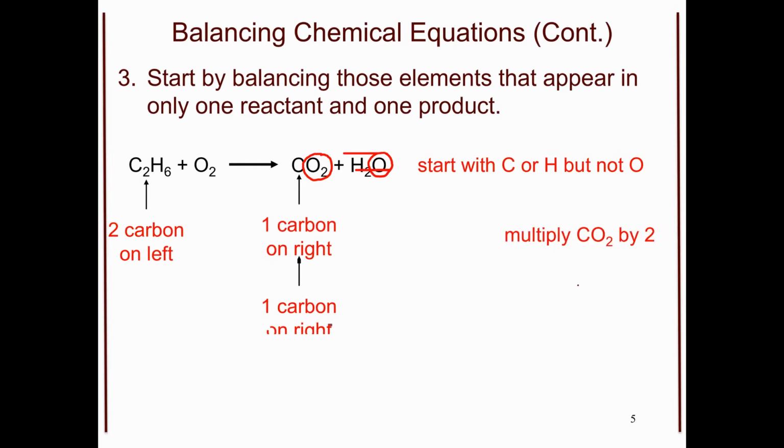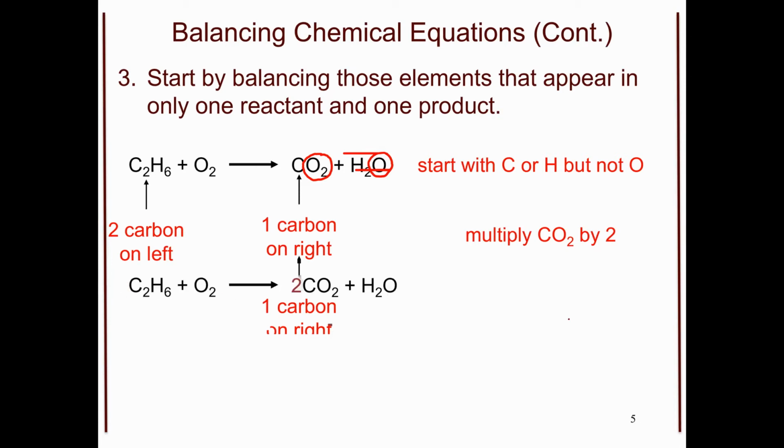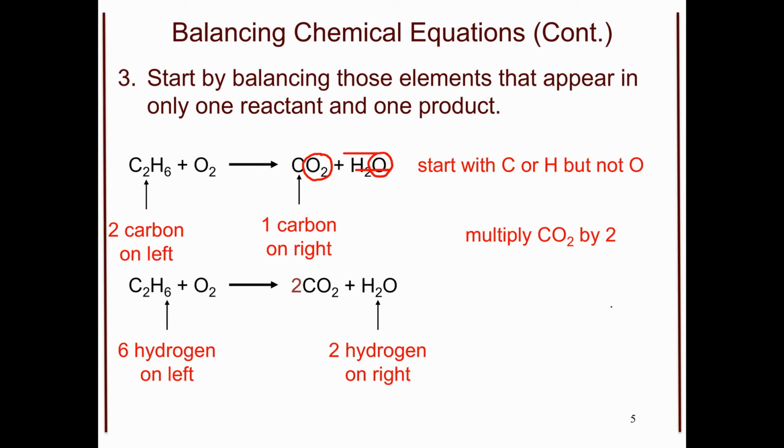What we can do is go and multiply our carbon dioxide by 2. Remember, that is done by adding a coefficient. You now see that here in our maroon. But now what I can then do is go and balance my hydrogens. So if I have 6 hydrogens on the left, you will notice that I only have 2 hydrogens on the right. So what can I do? Well, we're going to multiply the water on the right by 3. So now you can see that I have our carbon and hydrogens balanced overall in this reaction.